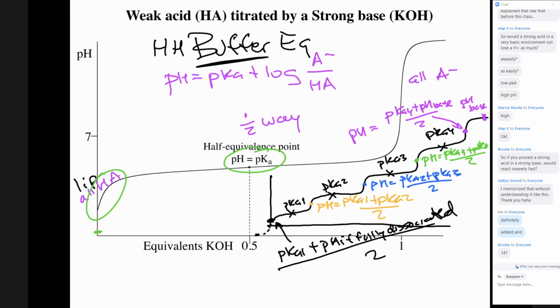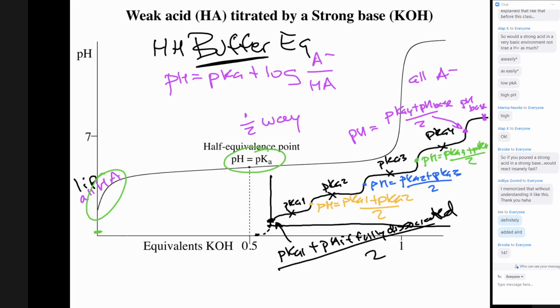So let me know when it's okay to erase this entire curve. If you screenshotted it, let me know, because I want to move on and take this point and put it here, and take this point and put it here. So free to erase.